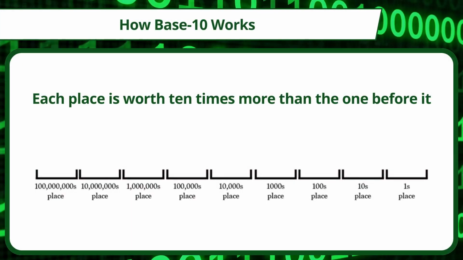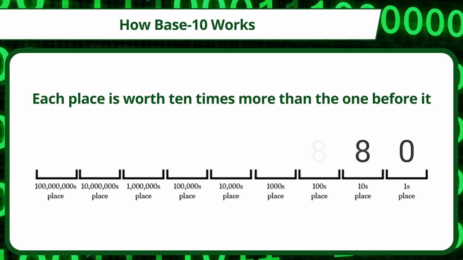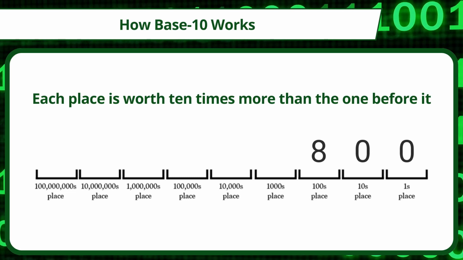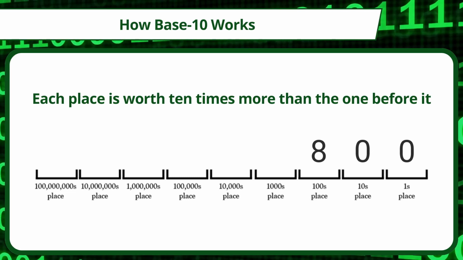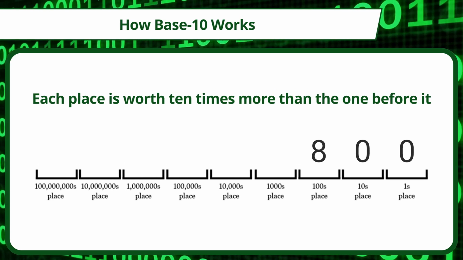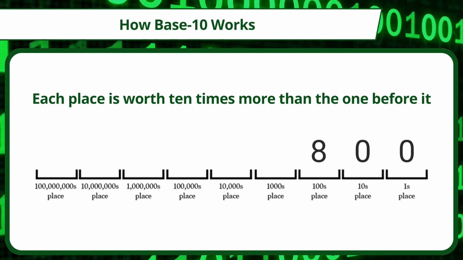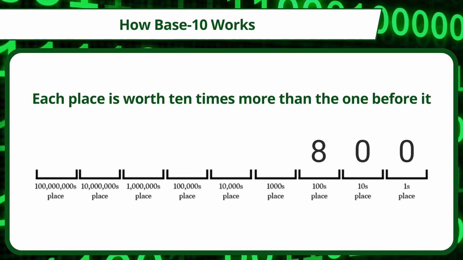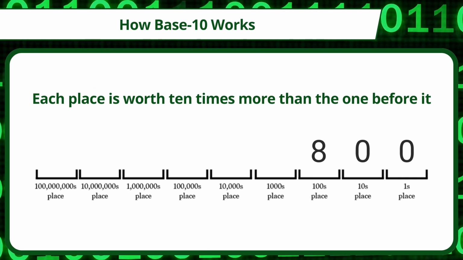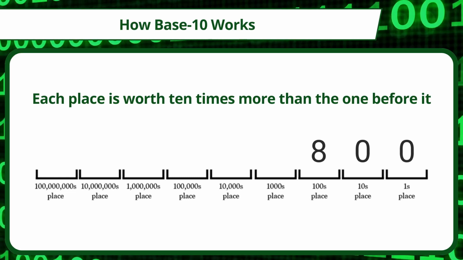Let's take a closer look at what's actually happening when we write numbers like 8, 80, or 800. In base 10, every digit has a place, and each place has a value that increases by powers of 10 as you move from right to left. The number on the far right is in the ones place. The next digit to the left is the tens place, then the hundreds, then the thousands, and so on. Each place is worth 10 times more than the one before it. This place value system is what allows us to use the same digits over and over again to create new numbers, simply by changing their position.